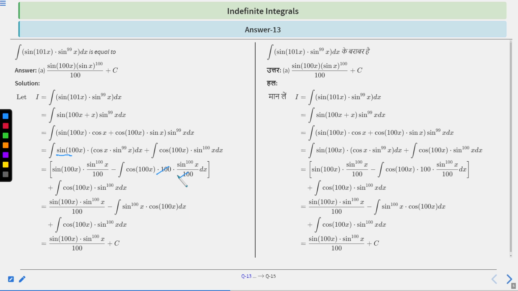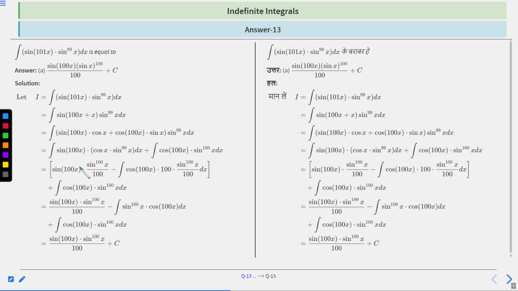So 100 and 100 will cancel out. Clear? And now this term will be left, which can be written as plus integration of cos 100x into sine to the power 100x dx. Now you can easily cancel out this whole term and this whole term, because minus and plus are there. Clear?